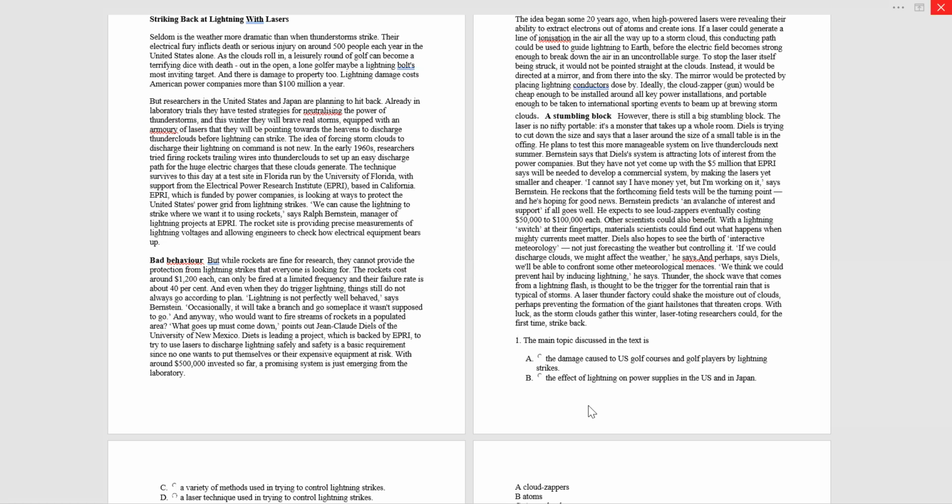So I'm going after this option. It says damage caused, its cause and effect of lightning, a variety of methods used in trying to control lightning strikes. But here it is not talking about a variety of methods. What they are focusing on is striking back at lightning with lasers. So a laser technique used in trying to control lightning strikes. This is sort of paraphrasing the same one. The right option here is D.